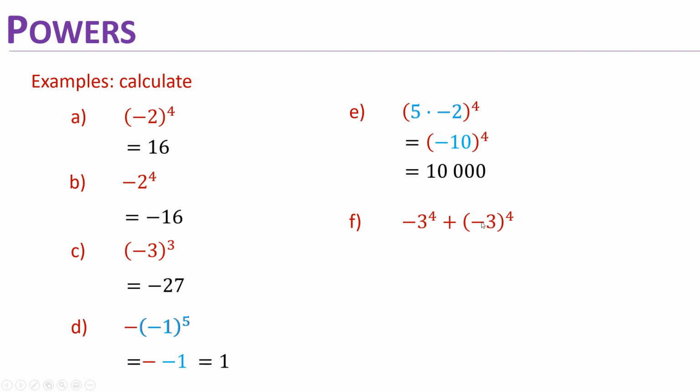And this is -3 raised to the power of 4. A negative times a negative times a negative times a negative is a positive. And again, 3 to the power of 4 is 81. So this becomes -81 plus +81. And of course, the result of that is 0. So these were some examples of calculations involving powers. In the next video, we will look at how powers fit into what we already know about simplifying formulas.